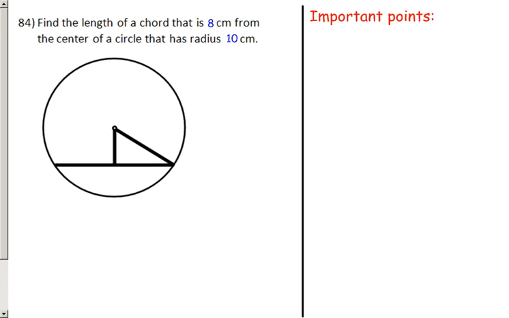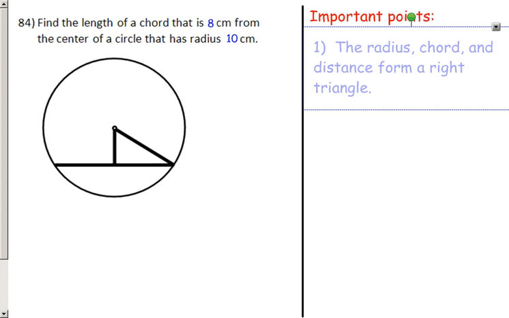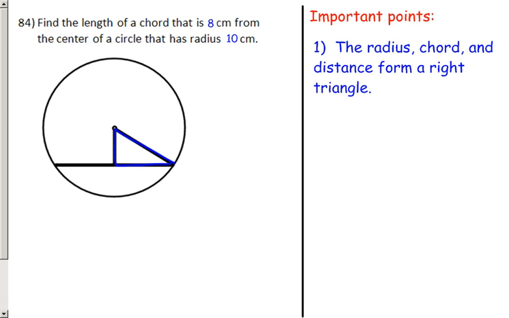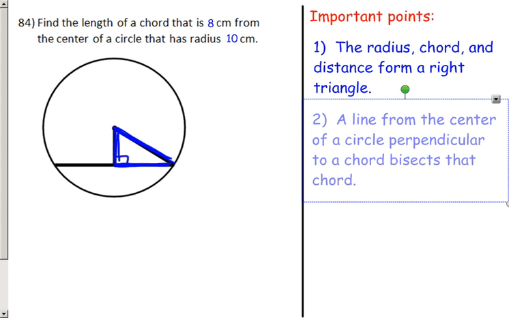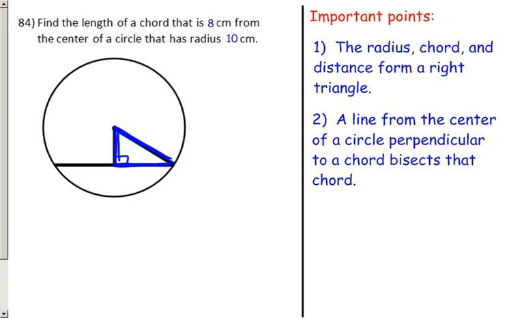The next problem is a chord with the distance drawn to the chord and the radius drawn to where the chord intersects the circle. So basically, one thing to remember is that the radius, chord, and distance form a right triangle. Okay, this is what I'm talking about. The radius here, the chord, half the chord, and the distance form a right triangle. The other main point is that a line from the center of a circle that's perpendicular to a chord bisects that chord. So that's this line right here.